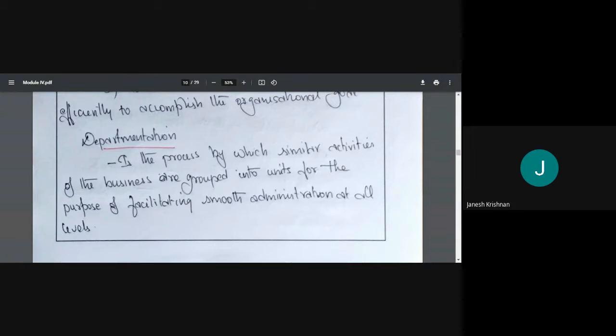Similarly, we'll have finance. Like that, we will have different departments. So departmentation means the process by which similar activities of the business are grouped into units for the purpose of facilitating smooth administration at all levels. Clear?